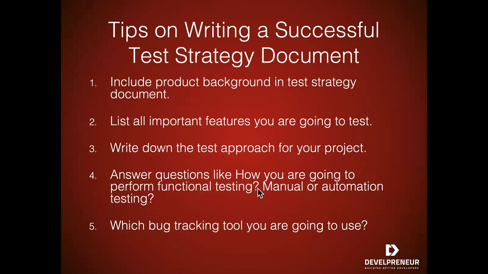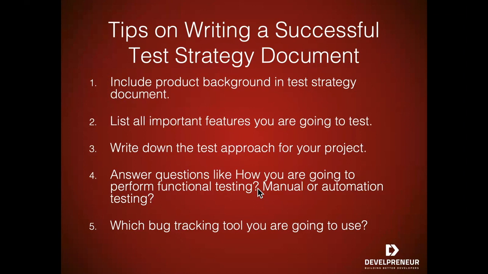Three, write down the test approach for your project. Clearly mention what types of testing you are going to conduct. For example, functional testing, UI testing, integration testing, load stress testing, security testing, and so forth. Four, answer questions like how are you going to perform functional testing? Manual or automation testing? Are you going to execute all test cases from your test management tool?